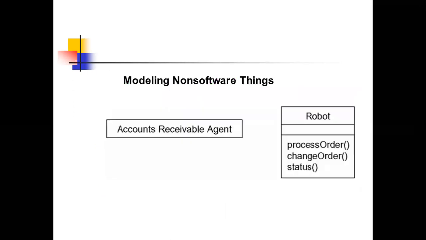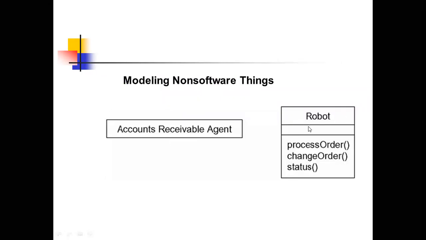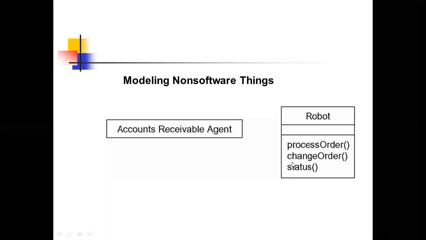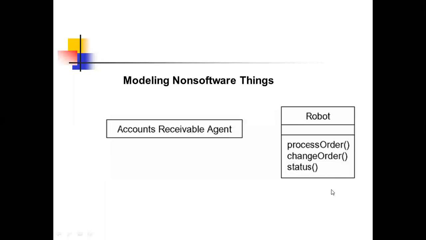Here, see the example of modeling non-software things. Account receivable agent is there. So robot is the class. This is the non-software thing. It is a hardware part. So we have to model the class for this hardware part. That is a non-software thing.